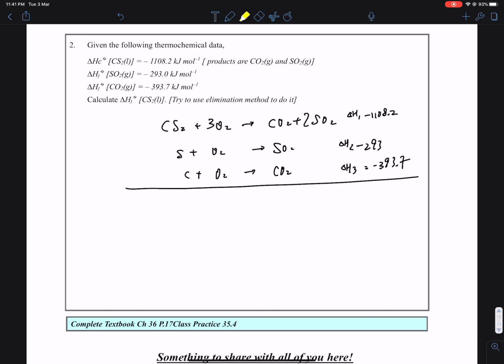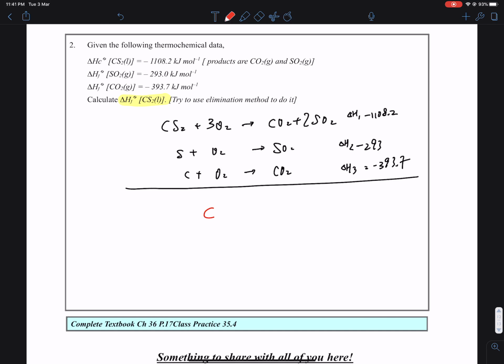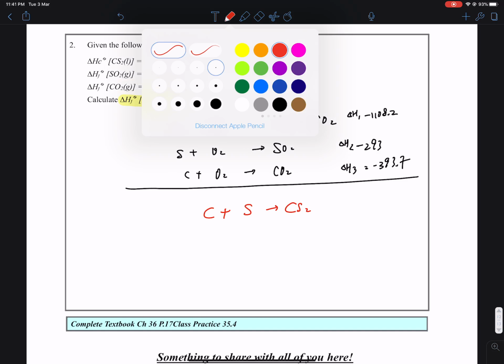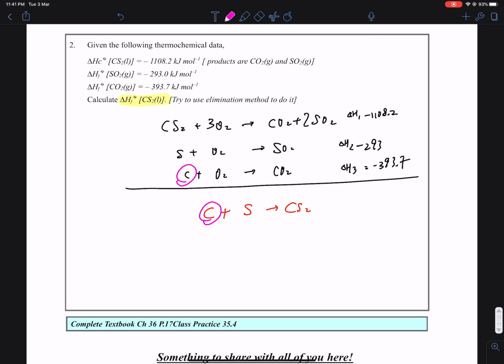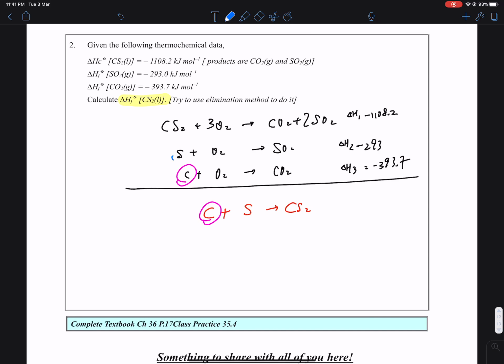So let's find the target. This is our target. Calculate the formation of CS2. So C plus S becomes CS2. Okay, alright, C plus S becomes CS2. So let's do the same thing. Let's take a look. Purple color, it matches with the third thermochemical equation here. And then the next one, blue color, is sulfur.